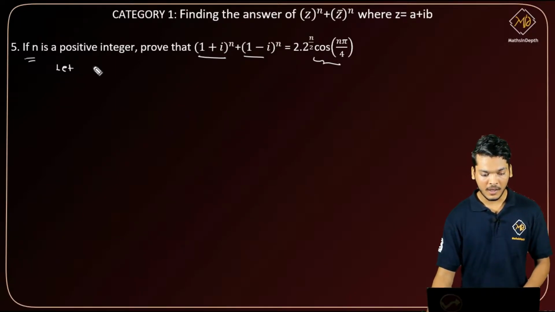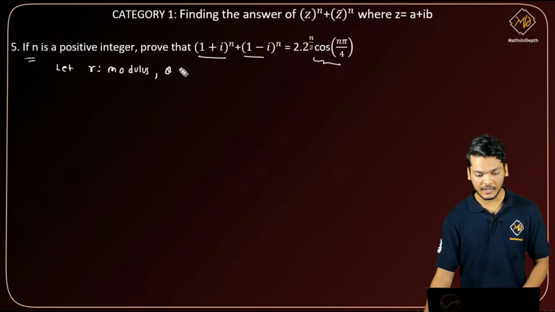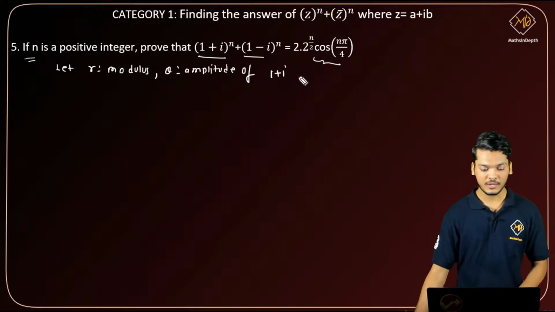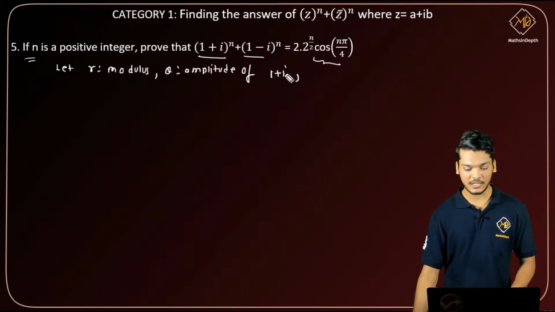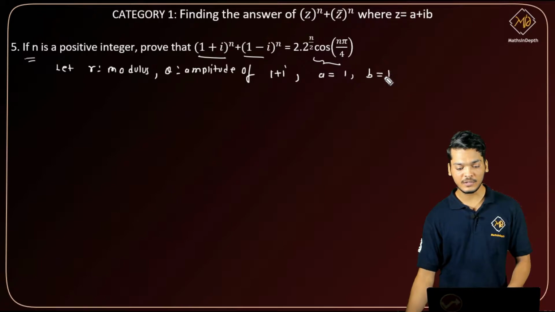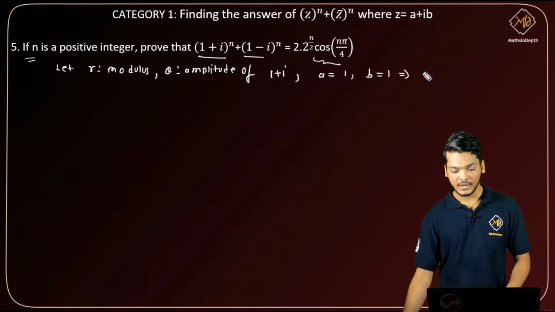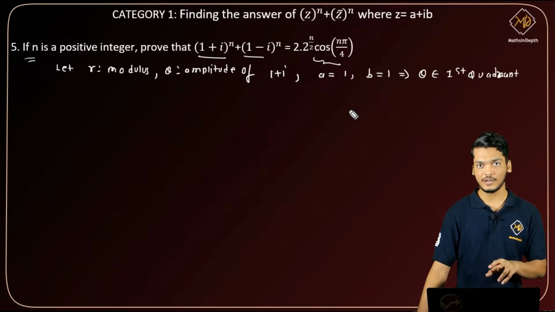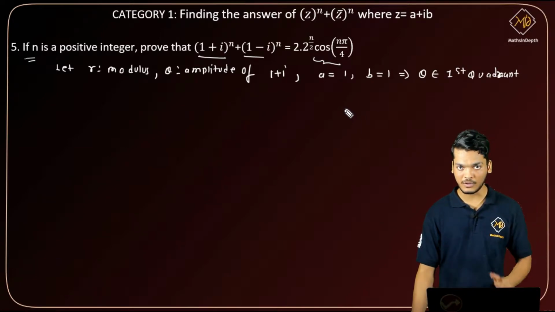So let r be the modulus and theta the amplitude of 1 plus i. If I compare 1 plus i with a plus ib, then I get a equals 1 and b equals 1. So theta belongs to the first quadrant, because a is greater than 0 and b is also greater than 0. If a and b are both greater than 0, then theta belongs to quadrant 1.